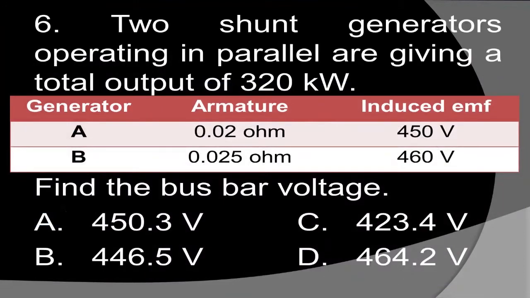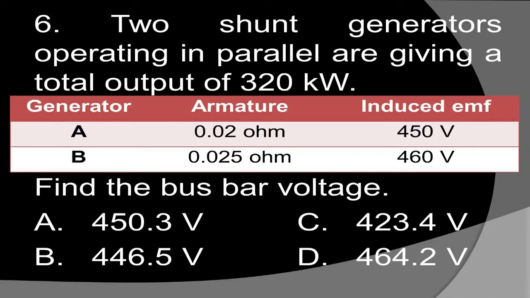This is actually a problem from DC machineries. We can make use also of Millman's theorem here. This is our last problem for this topic. Wherein we apply 2 generators in parallel to supply a common load.